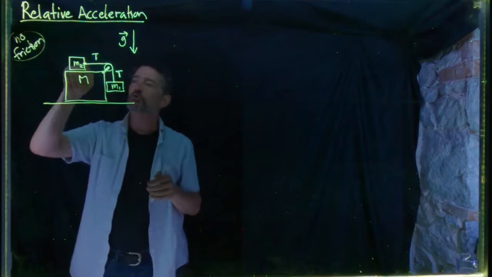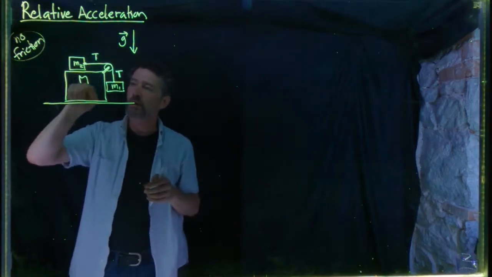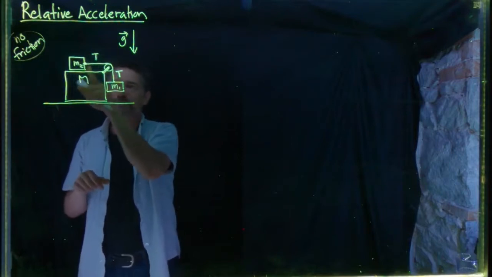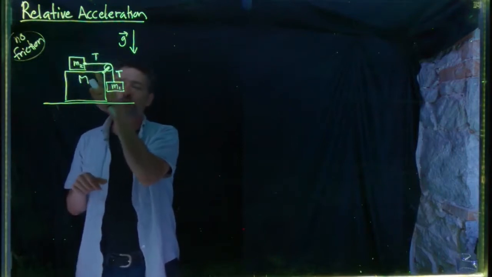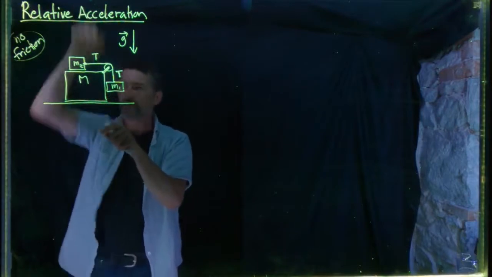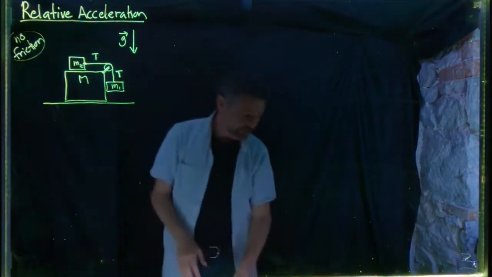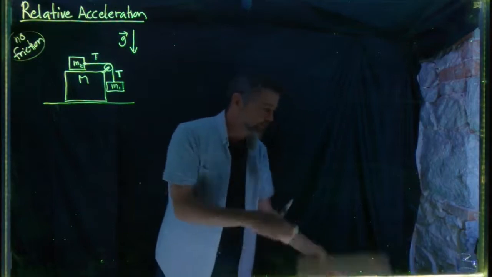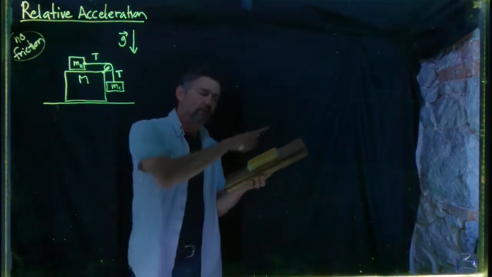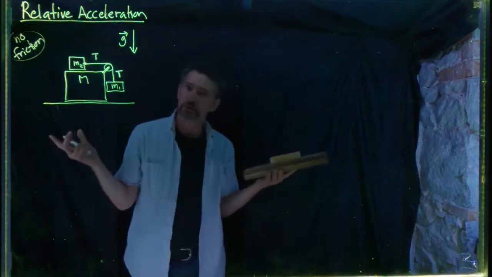Remember, M2, there's no friction between M2 and M, so M2 cannot exert any sideways forces. No matter what it's doing back and forth, it cannot exert any sideways forces on big M. It can only exert a downward force. Surfaces that are frictionless, the only direction of force between them is perpendicular. There can be no tangential friction forces because there's no friction.